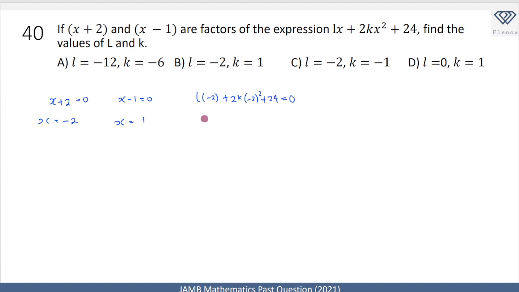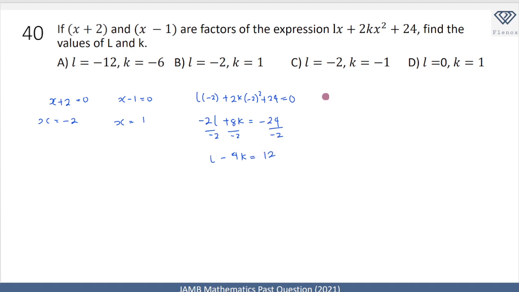So L times minus 2 will be minus 2L. Then minus 2 squared is 4, 4 times 2 is 8, plus 8k. And when I bring this to the other side, 24 becomes minus 24. If I divide everything by minus 2, I have L minus 4k is equal to 12. 24 divided by 2 is 12, and minus divided by minus is plus.